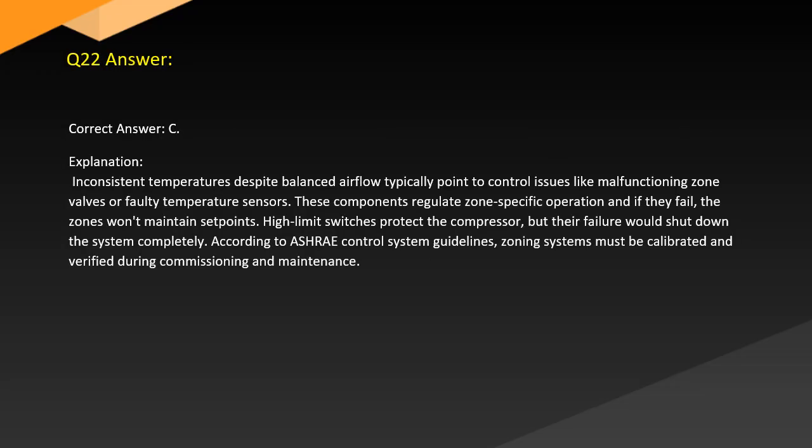Answer. Correct answer. See explanation. Inconsistent temperatures despite balanced airflow typically point to control issues like malfunctioning zone valves or faulty temperature sensors. These components regulate zone-specific operation, and if they fail, the zones won't maintain set points. High-limit switches protect the compressor, but their failure would shut down the system completely. According to HVACR system guidelines, zoning systems must be calibrated and verified during commissioning and maintenance.